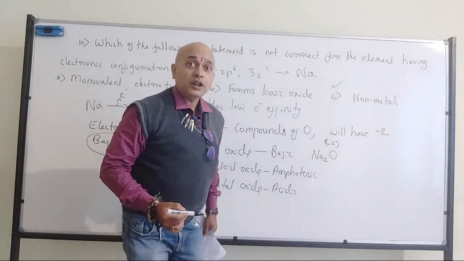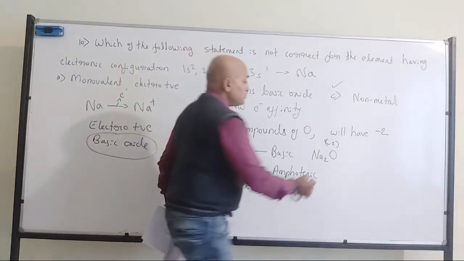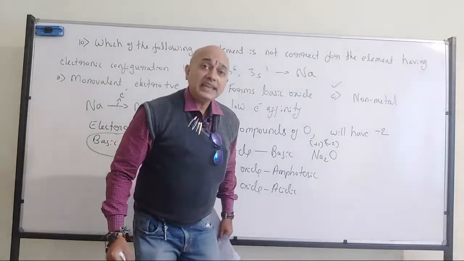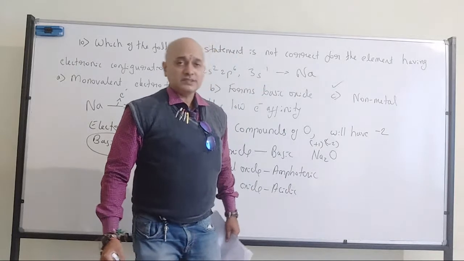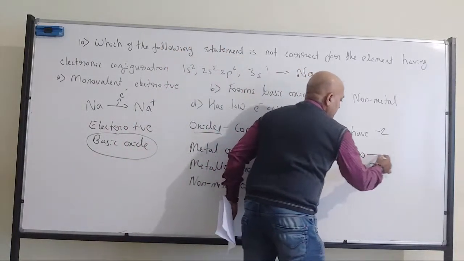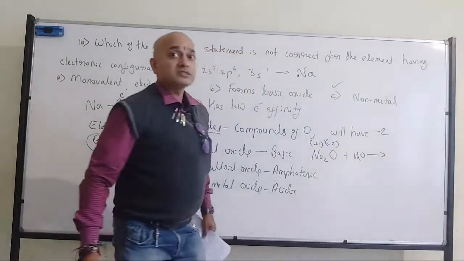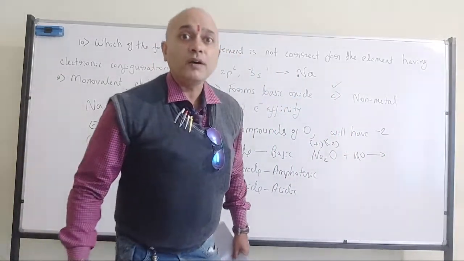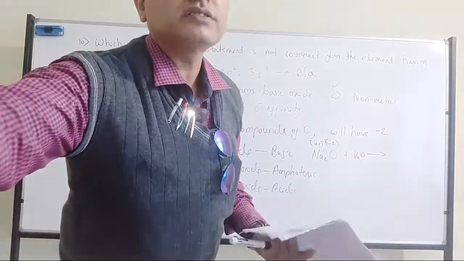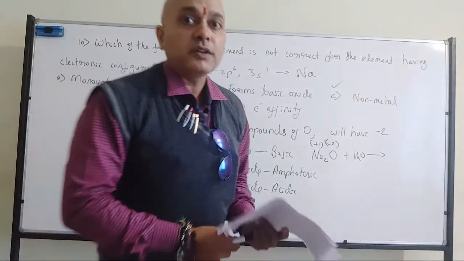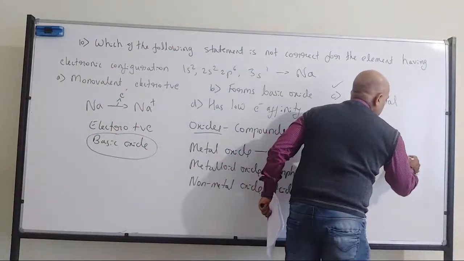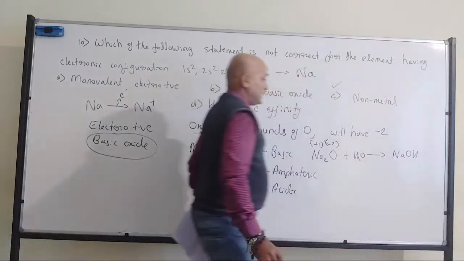So to make it neutral, how many sodium is required? 2 sodium is required because 1 sodium is plus 1. So therefore Na2O, sodium oxide. Now if I treat the sodium oxide with water, it can easily form sodium hydroxide. Yes, Gahan, you are absolutely right. So sodium oxide can easily form sodium hydroxide.